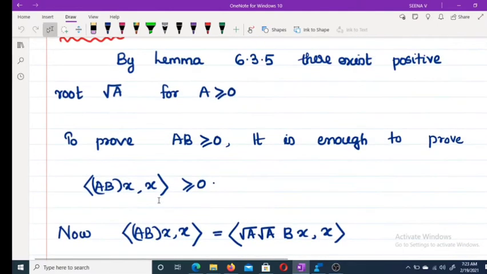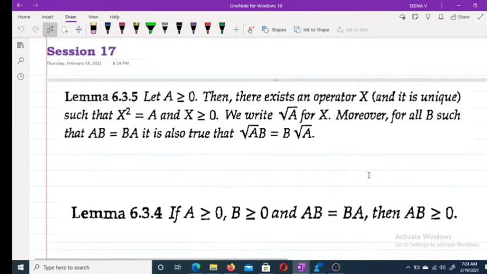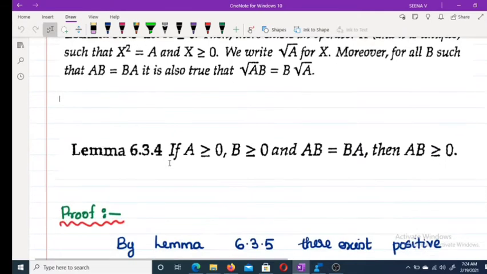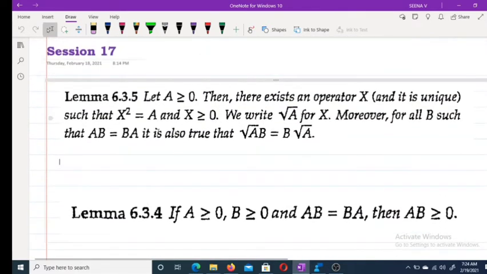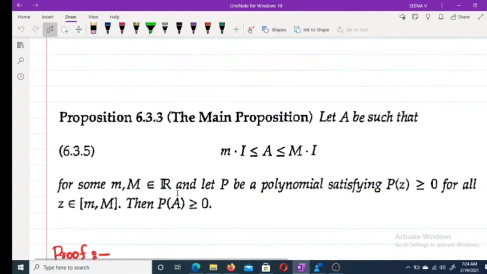Once again, a greater than or equal to 0, b greater than or equal to 0, ab equal to ba implies ab greater than or equal to 0. For proving this, we are using this lemma, so you must write this lemma in the proof. Let a greater than or equal to 0, then there exists an x such that x square equal to a and x greater than or equal to 0, and in that case root a b equal to b root a. Clear?